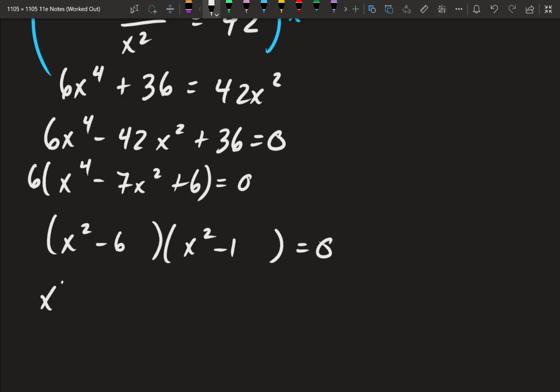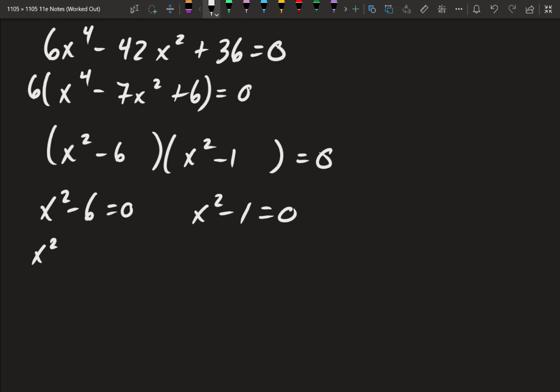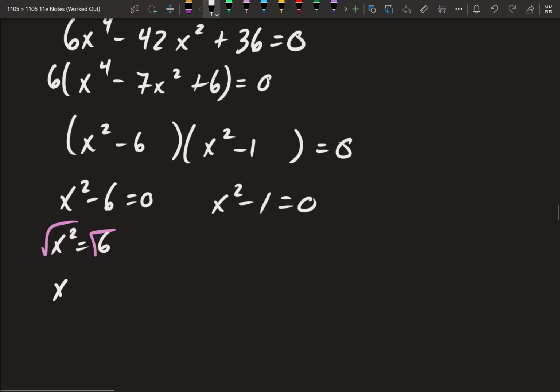So we have x squared minus 6 equals 0, and x squared minus 1 equals 0. So we have x squared equals 6, square root, and we get x equals positive/negative square root of 6. Same thing here: we have x squared equals 1, square root, x equals positive/negative 1.